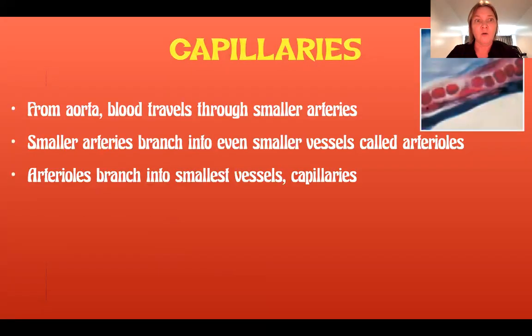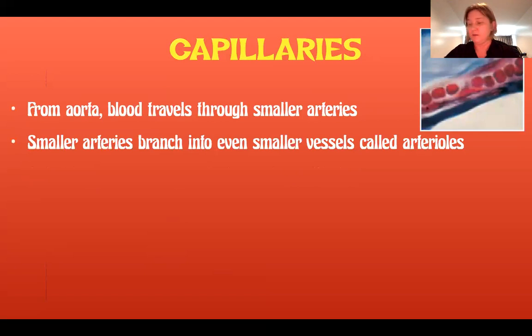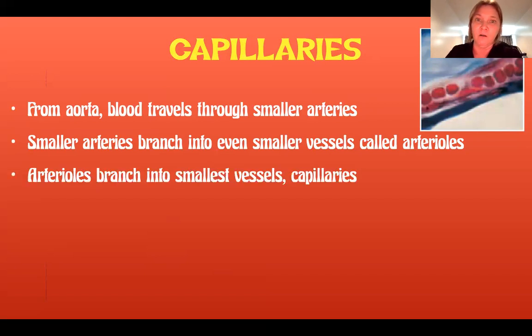Okay, so from the aorta, blood is going to travel through smaller and smaller arteries. As they branch out, they're going to become structures called arterioles. These are basically small arteries. Arterioles are then also going to branch off and get smaller and smaller until you get to capillaries. The walls of a capillary are one cell thick.